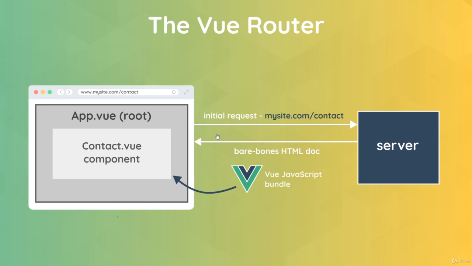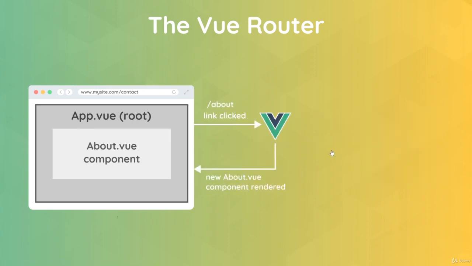Now, thereafter, when we click links around the website, we don't send any more requests to the server. Instead, Vue intercepts the requests and looks at the route of the link we clicked. For example, it could be going to /about. So it would unmount the current route component and instead nest an about component. It's really simple to set up, and once you get the hang of it, it will become second nature. And I'm going to show you how to set it up next.